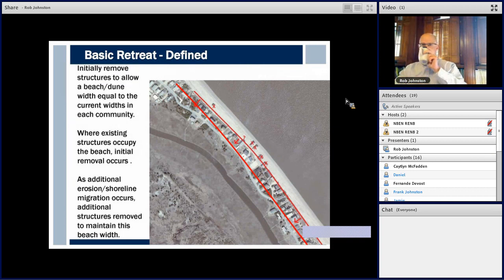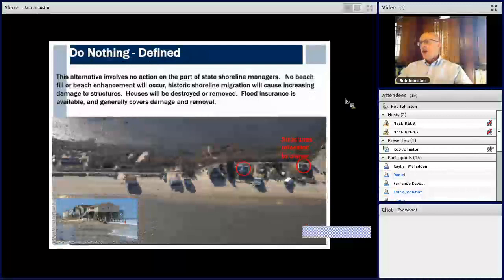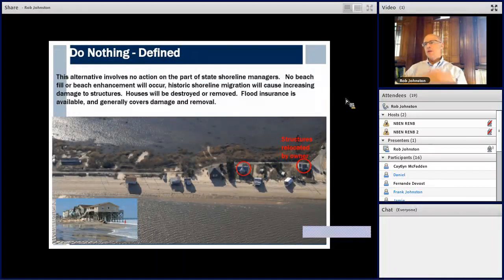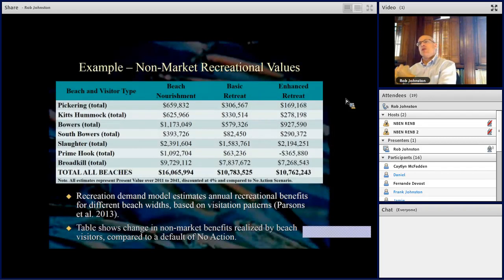The last option is do nothing, and literally that's do nothing. You just let the ocean come in, the beach erodes slowly, and eventually those homes flood and fall in the water. Homeowners can do what they want to try to protect them, but ultimately those homes are going to be lost. You see a little picture of an area, and you can see what's eventually going to happen there under the do nothing scenario. So what we did is look at the net benefits and costs of everything compared to the do nothing scenario. That was our baseline.